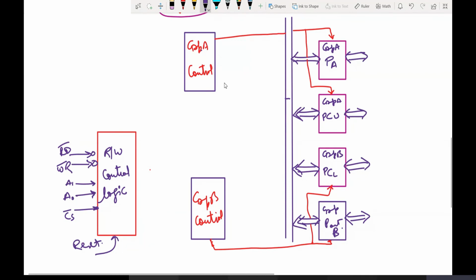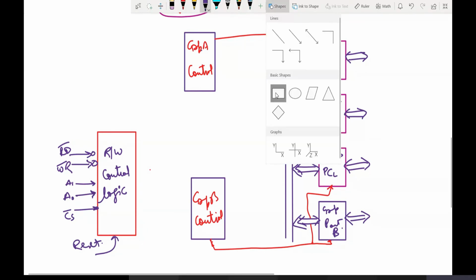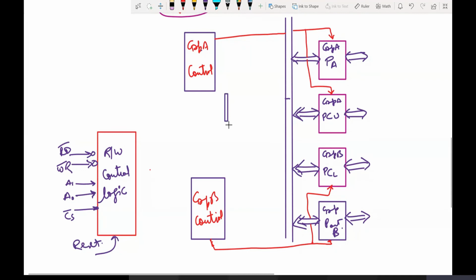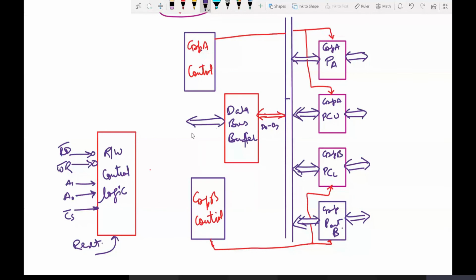Just remember one thing. Whenever we are having interfacing, there will be a data bus buffer with every interfacing IC as a common block. So just keep a common block named data bus buffer, because that will be storing all the data and will remain in close coordination with the data bus. It will remain close to the data bus. This block is common in all the interfacing ICs, and it will be connected to D0 to D7 on both sides like this.